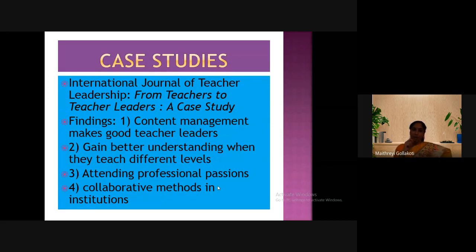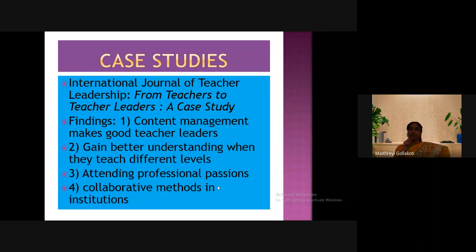In both case studies, they have interviewed teachers, they have given them questionnaires, they have attended those classes, and they have recorded those materials. And after all that, they have come to some conclusions about how leadership can be achieved in teachers. So that is what this is about. There are two case studies. The first case study I have chosen is from the International Journal of Teacher Leadership, From Teachers to Teacher Leaders, a case study. This was done in Canada.